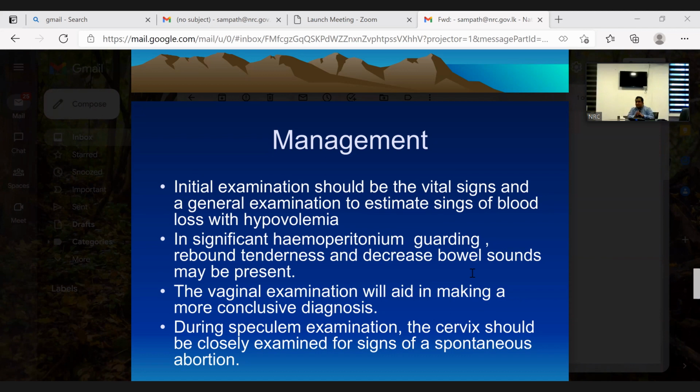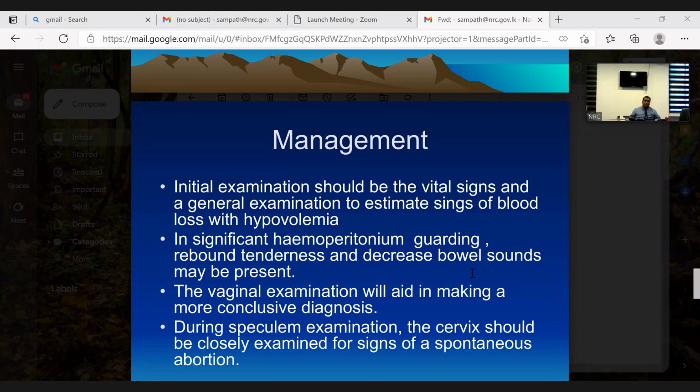But remember, if you don't have a surgical facility, say you are in a rural setting where you suspect this patient and you want to transfer her, do not do a vaginal examination, because your vaginal examination itself can rupture the ectopic pregnancy. You write, because there is a risk of rupture, the patient was not subjected to a vaginal examination.